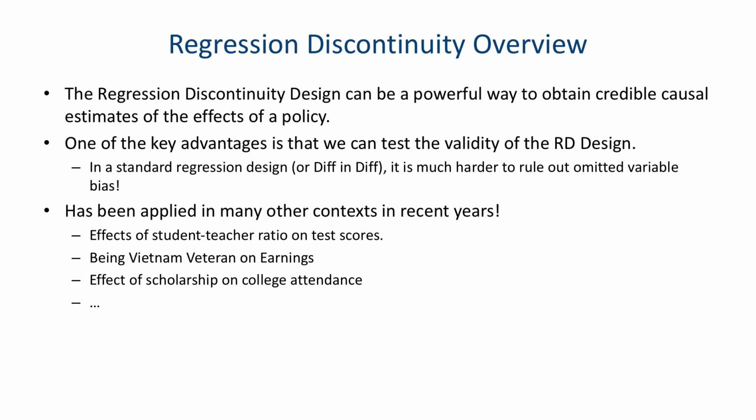This method has been applied in many contexts in economics. For example, economists have studied the effect of student-teacher ratio, or class size, on test scores. They have studied the effect of being a Vietnam veteran on earnings. They have studied the effect of various scholarships on college attendance, and many, many more.